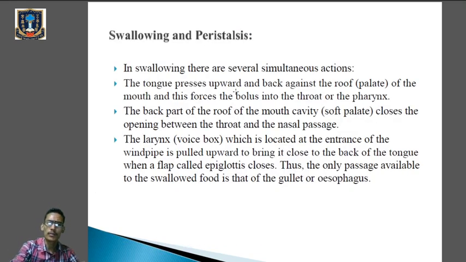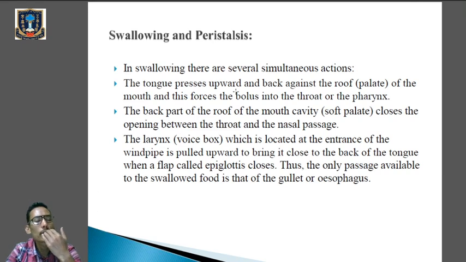Now let's come back to the topic: swallowing of food and peristalsis movement in the oesophagus that will lead to the swallowing of the bolus from our mouth. Okay, so in swallowing there are several simultaneous actions. There are different steps involved in the process of swallowing. First one, the tongue. It presses upward and back against the roof.